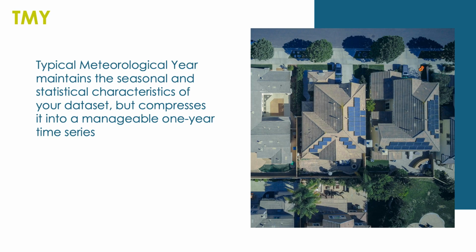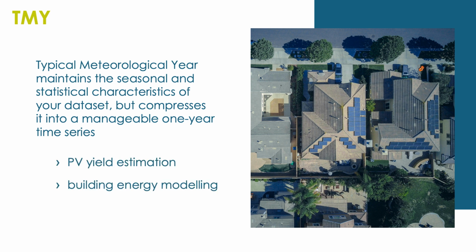The idea is to group months or days across the 5 years into similar types and then select representative periods from each group to form a new synthetic year that is often called a TMY, or typical meteorological year. This TMY maintains the seasonal and statistical characteristics of your dataset, but compresses it into a manageable 1-year time series. It's widely used in PV yield estimations, building energy modeling, and techno-economic analysis.